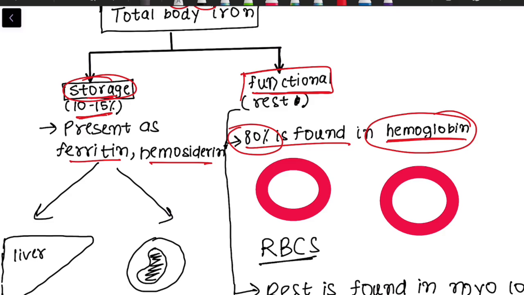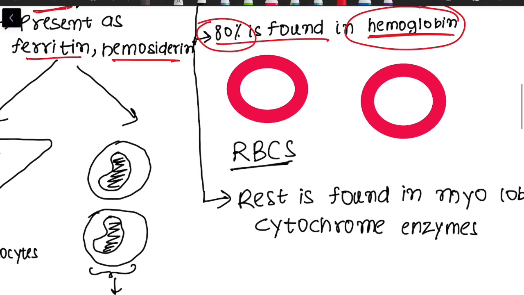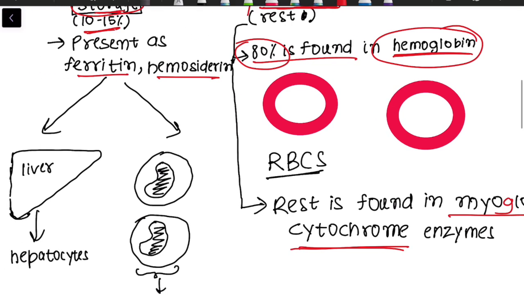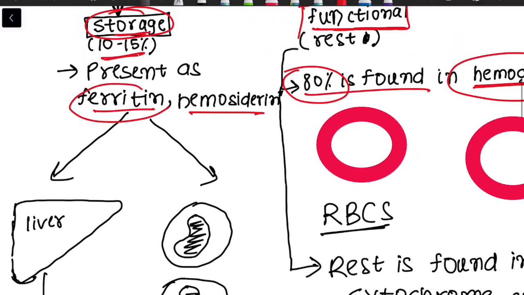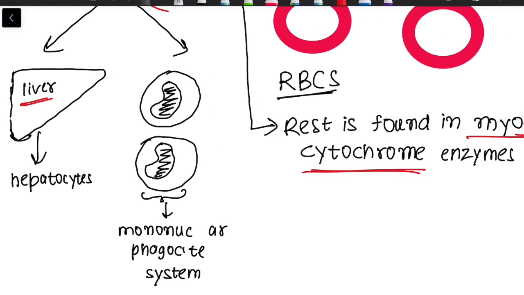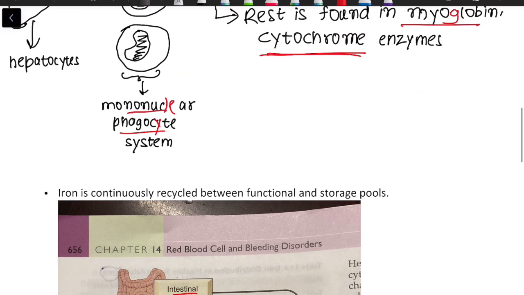The rest of the functional form is found in myoglobin and the cytochrome enzymes, which are involved in the detoxification of drugs, and you will read about it in pharmacology. And myoglobin stores oxygen in our muscles. So these are all the functional forms of iron, and ferritin or hemosiderin is the storage form, present in the hepatocytes and the mononuclear phagocyte system, which is present in the spleen, liver, and bone marrow. All the mononuclear cells present in the spleen, liver, or bone marrow together are referred to as the mononuclear phagocyte system.